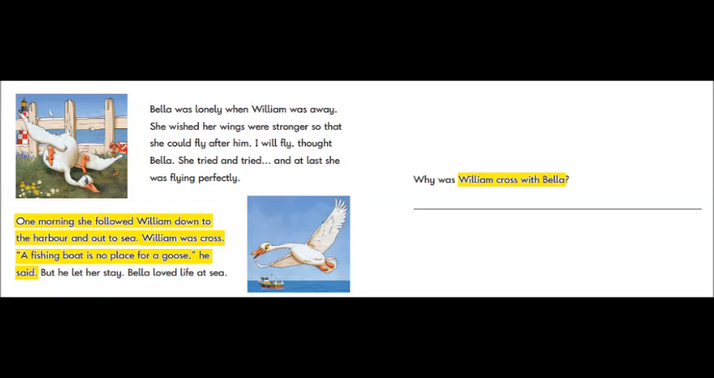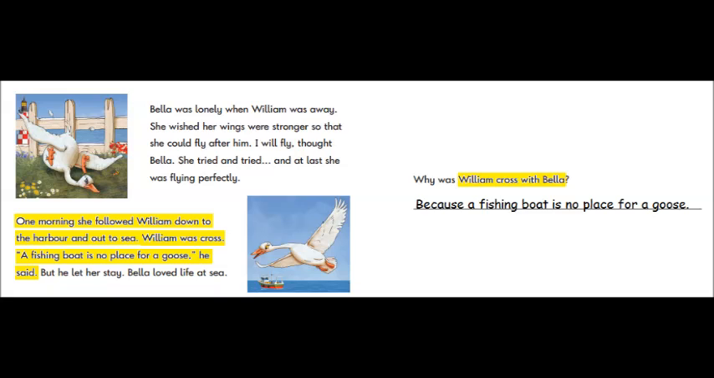The sentences say, "One morning she followed William down to the harbour and out to sea. William was cross. A fishing boat is no place for a goose, he said." Have a go at answering the question yourself. Remember, you need to write the answer on the line this time.